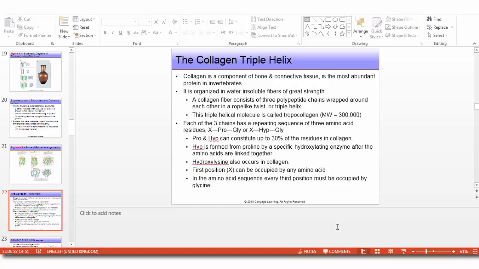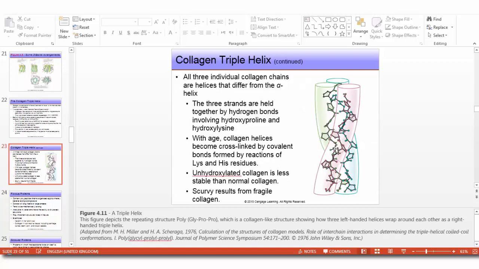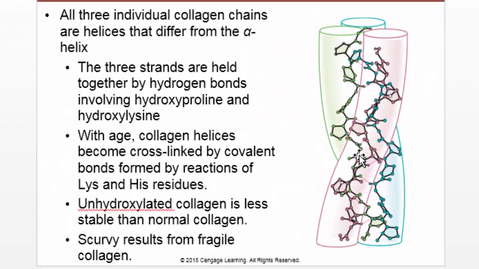And now, this is a triple helix. This figure shows us a triple helix. You see here, all 3 individual collagen chains are helical, differing from the alpha helix. The 3 strands are held together by hydrogen bonds involving hydroxyproline and hydroxylysine. They found that with age, collagen helices become cross-linked by covalent bonds formed by reactions of lysine and histidine residues.